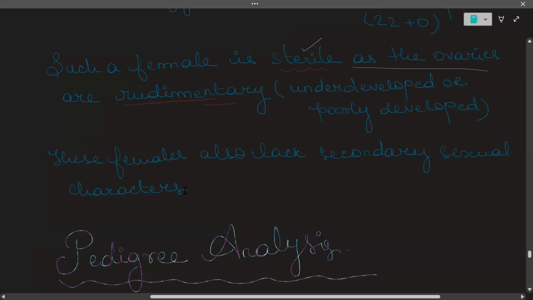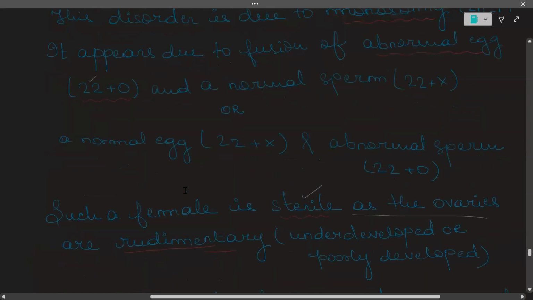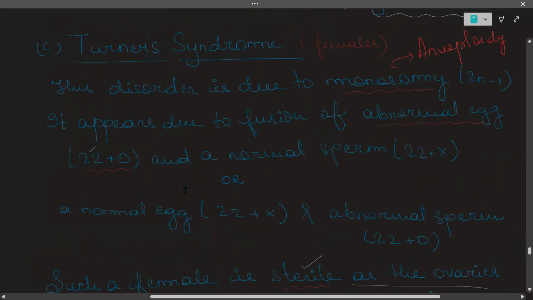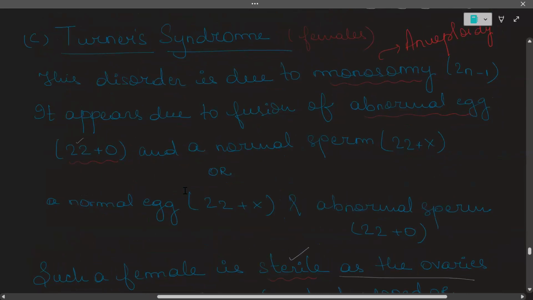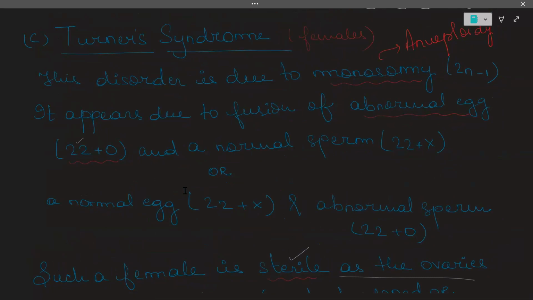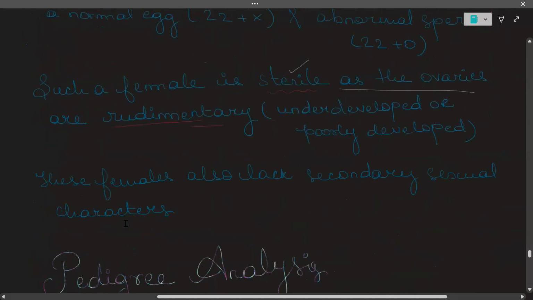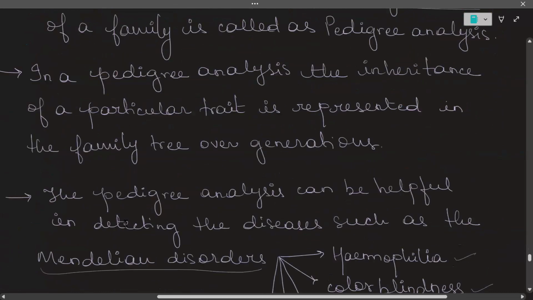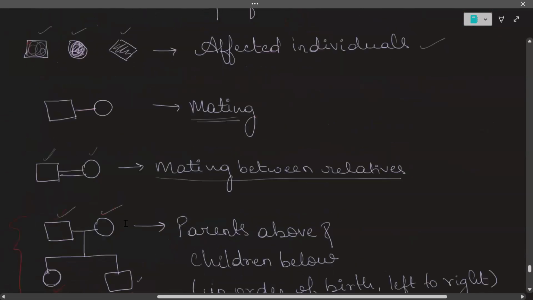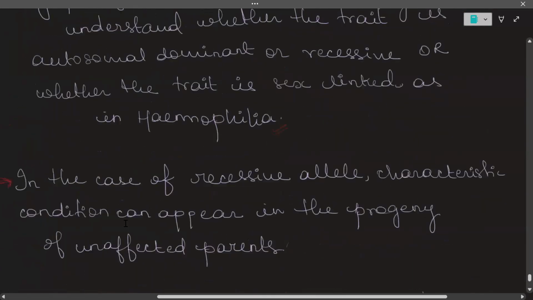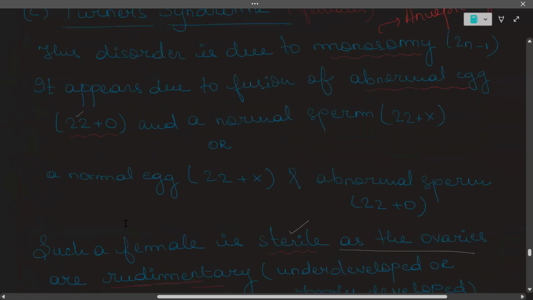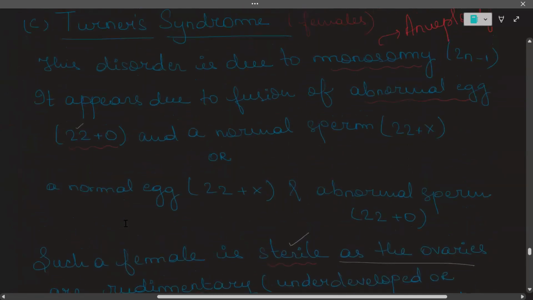All of these secondary sexual characters that are responsible with puberty and everything, they do not have them. So this is why Turner syndrome is also considered a chromosomal disorder, because here only because of the absence of a chromosome, this disease is arising. So this was about Turner syndrome. Any doubts? No, ma'am. All right. Now you people can note down till here, and then we'll talk about the next topic.